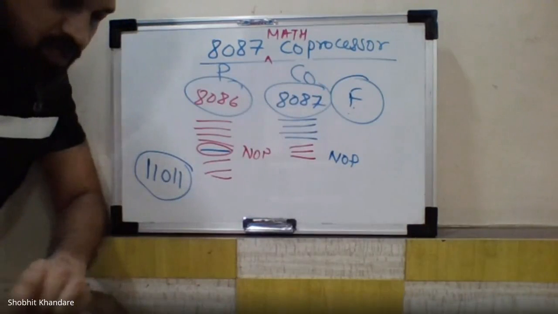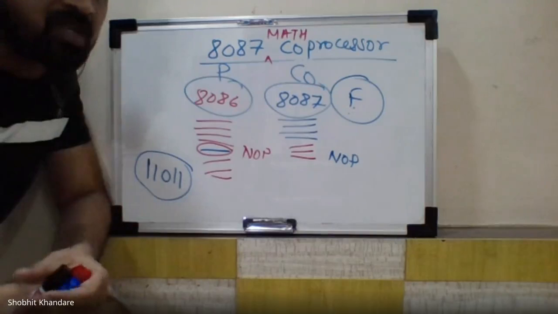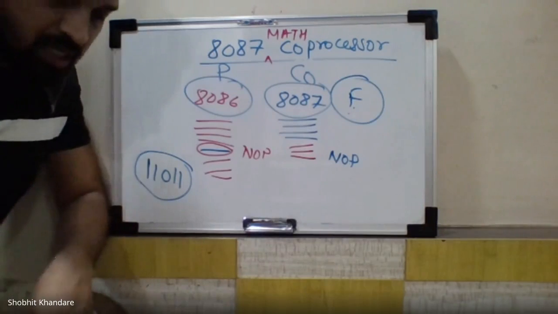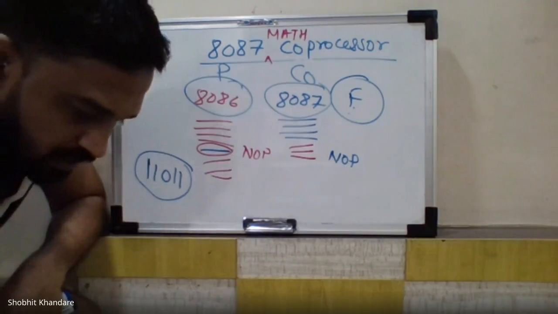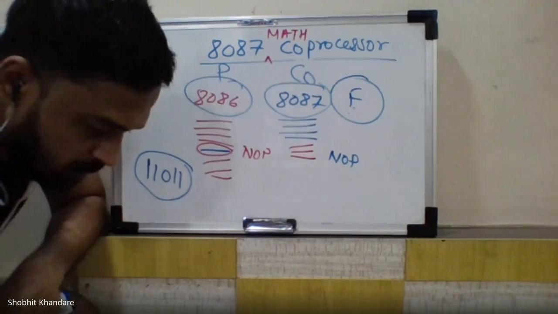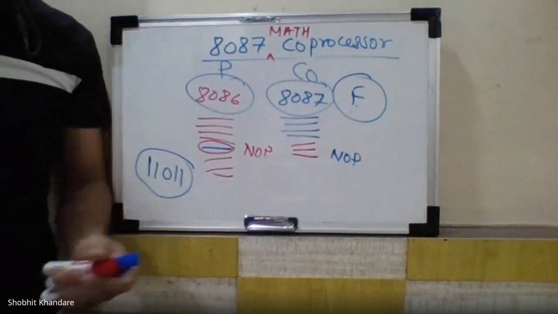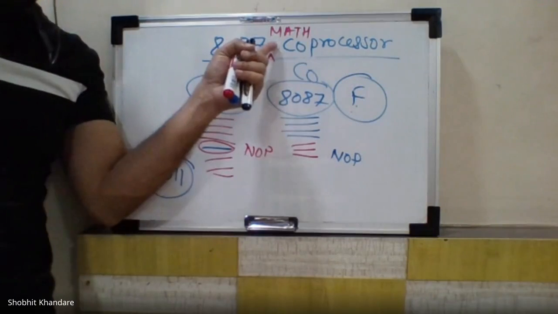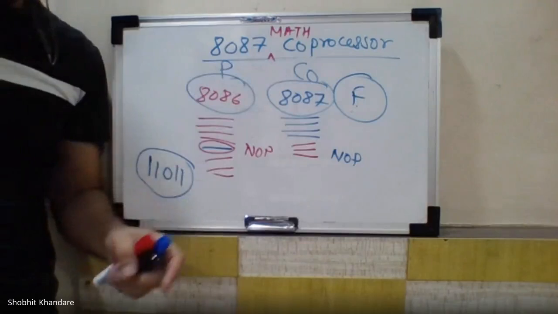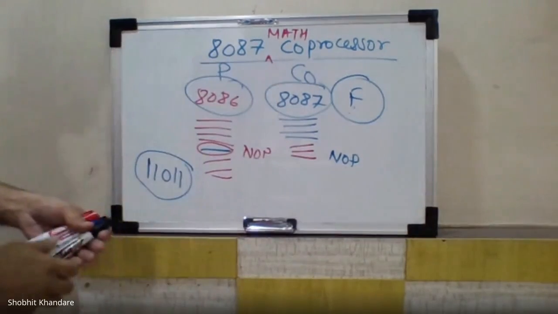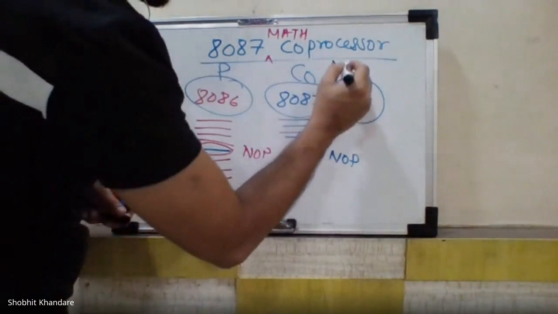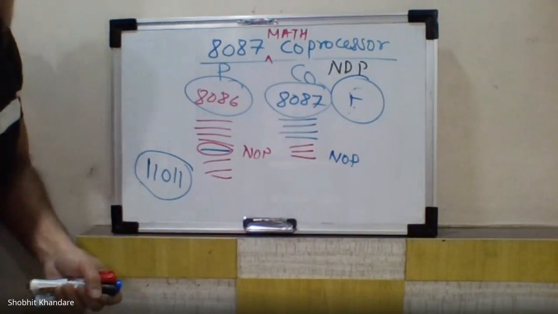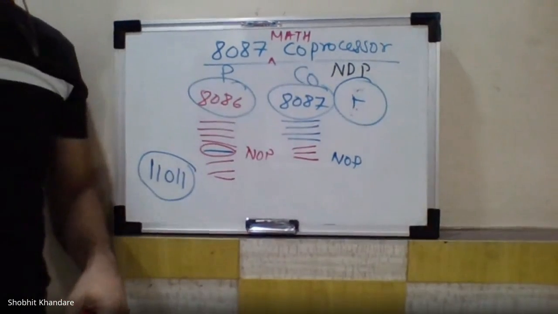Now we will move towards the understanding of the pin configuration of 8087. You have understood that it is a Math Coprocessor and it is mostly used for carrying out arithmetic and logical operations. There is one important thing. This is also called a Math Coprocessor, or a numeric data processor, NDP. It is called a numeric data processor because it carries out numerical operations.